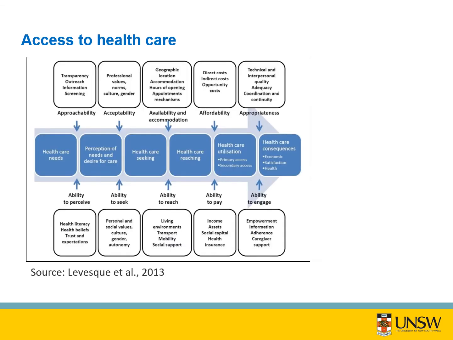Access to healthcare is determined by several factors, both at the service provider and patient levels. Service provider level factors are approachability, acceptability, availability and accommodation, affordability, as well as appropriateness, while the patient level factors include ability to perceive, ability to seek, ability to reach, ability to pay, and ability to engage.